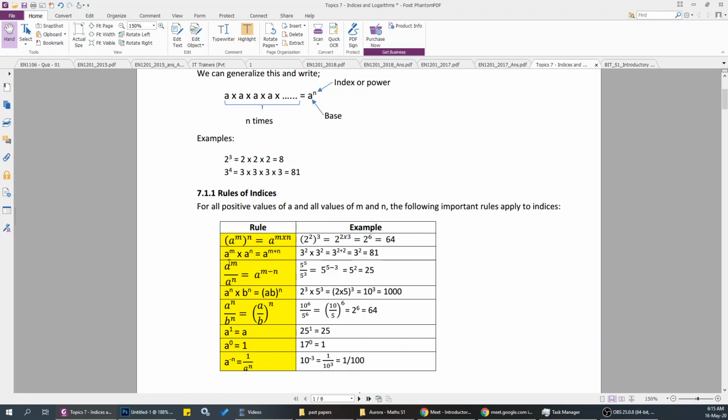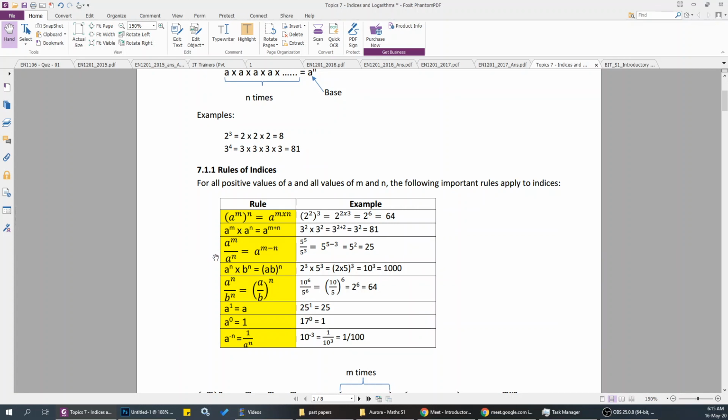So whenever you have a to the power m into a to the power n, you can write it as a to the power m plus n, and you can see the example here. 3 to the power 2 into 3 to the power 2 can be written as 3 to the power 2 plus 2. I think there should be, yes, this is a mistake. It should be 3 to the power 4, and the answer is 81.